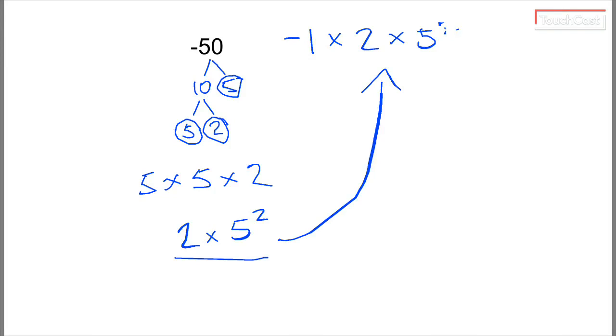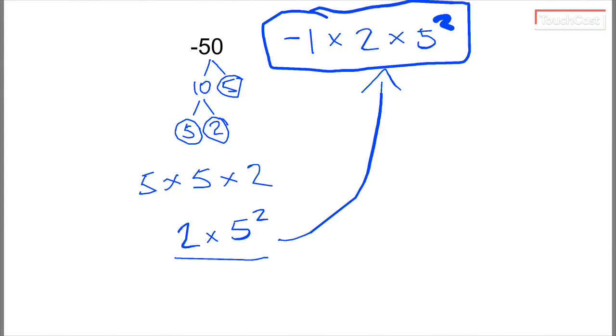And I'm going to fix this too, just so that you can see that. So to the second power. So that is our prime factorization of -50 using exponents.